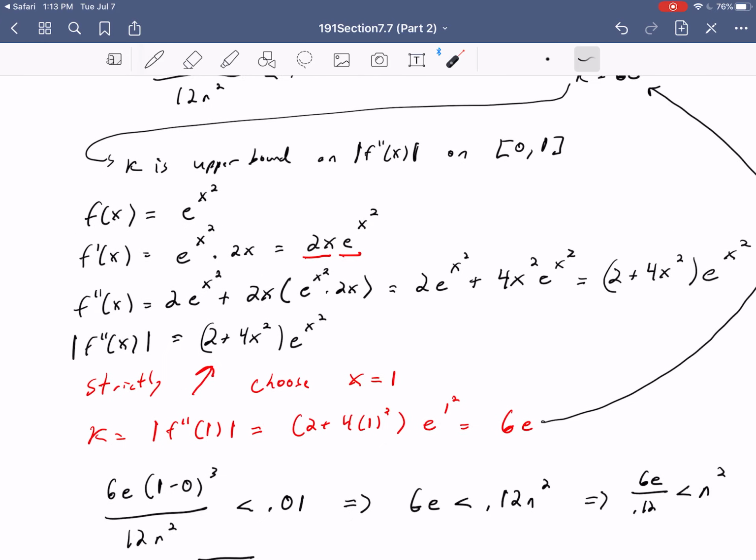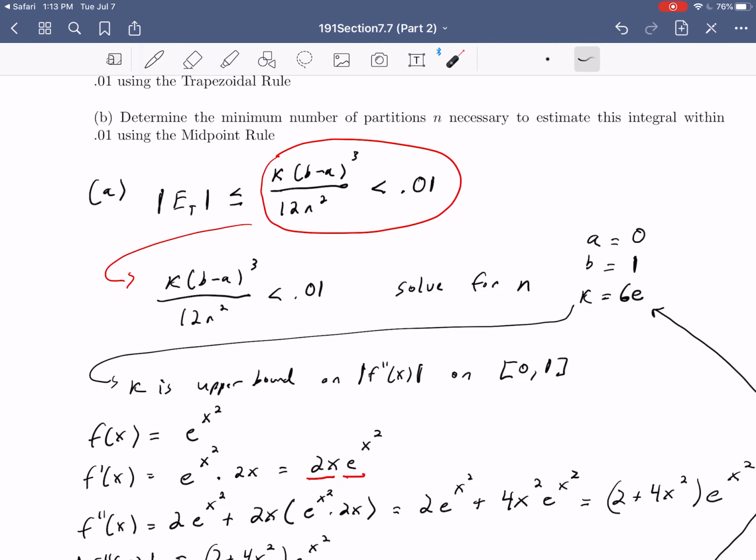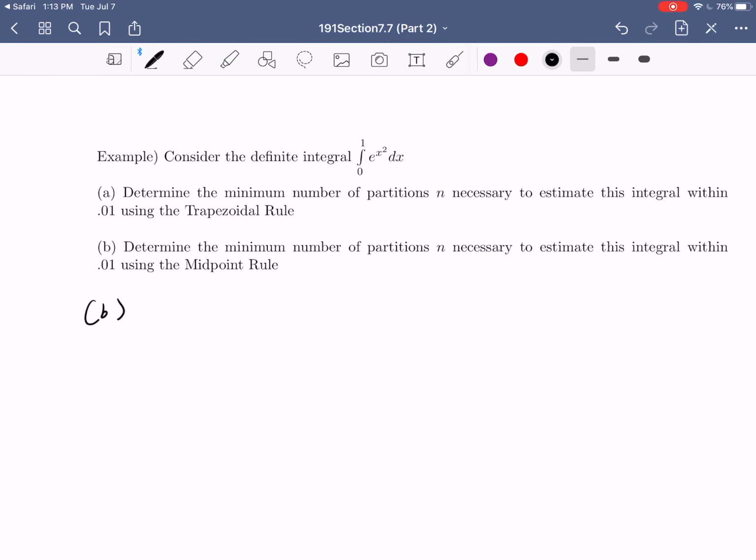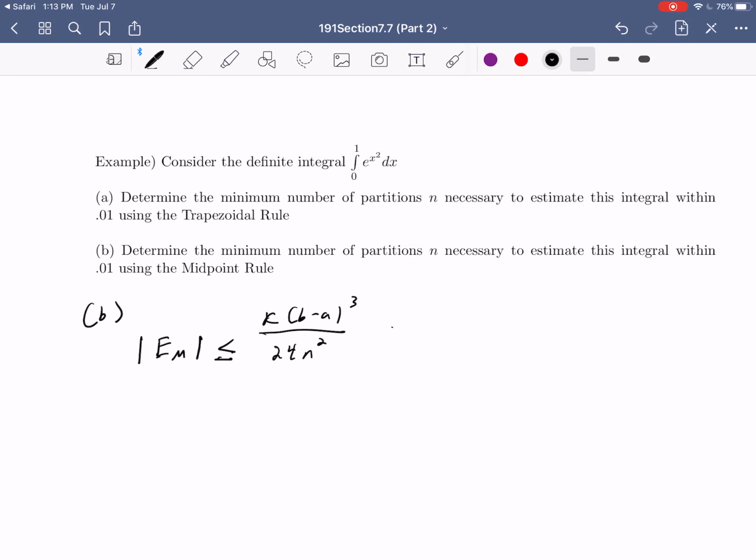All right, let's quickly repeat this for the midpoint rule. So we'll move on to one more page here. Same idea for doing this for the midpoint rule. It actually should be very similar. The maximum error for the midpoint rule is less than or equal to k (b minus a) cubed over 24n squared. And again, we want that to be smaller than 0.01.